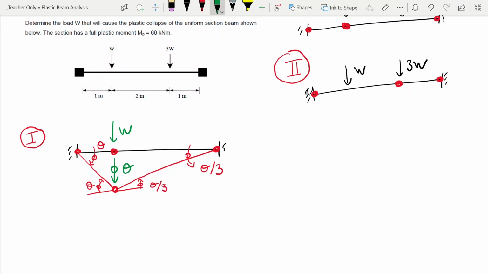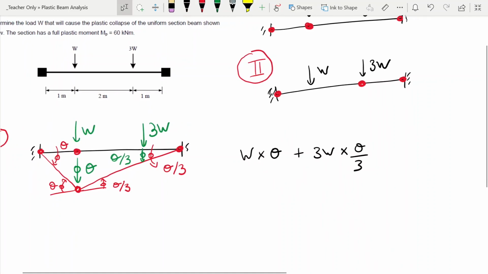The only thing we need to calculate here is the displacement underneath the load 3W, which is that displacement over there, and in this case should be theta over 3 times 1, so it's just theta divided by 3. So now we're in a situation to calculate our collapse load. First of all, we have W times theta on the left side in green, plus now 3W times theta over 3, which is the other load times its displacement. This needs to be equal to all the plastic moments at the hinges times their rotation.